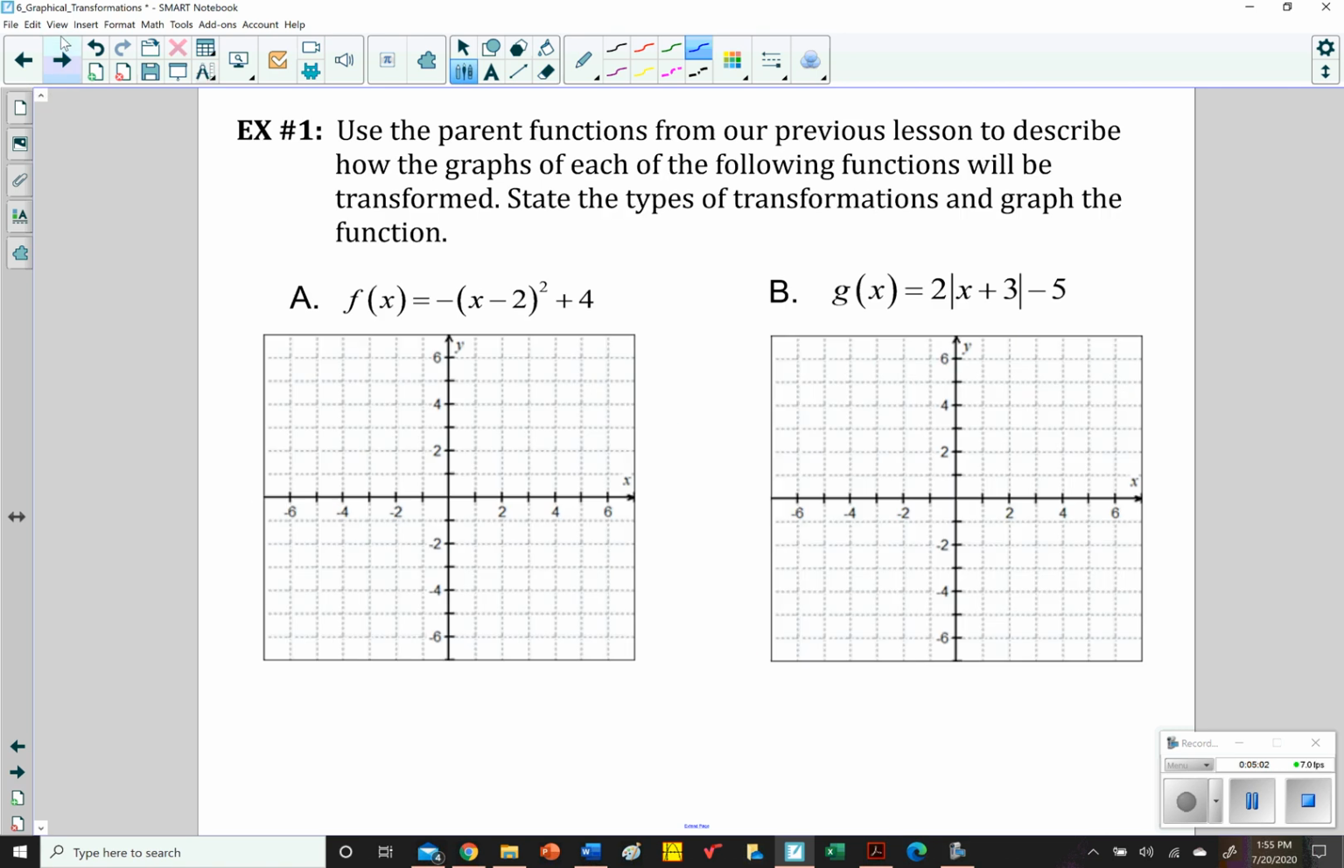Okay, let's look at a few of these. We want to use the parent graph. In this case, our parent graph would be the parabola x squared. We've got a shift to the right. It's -2, so we're going to move that graph to the right 2 units and up 4 units.